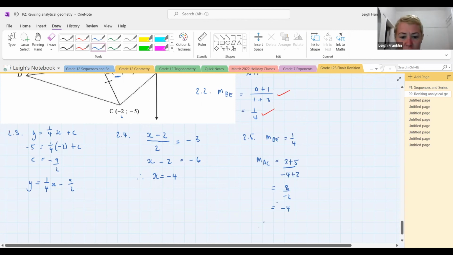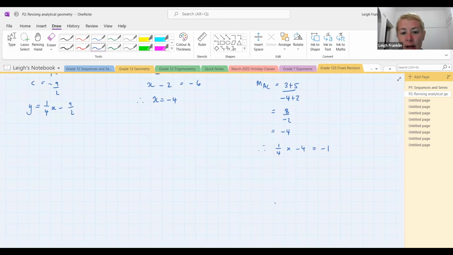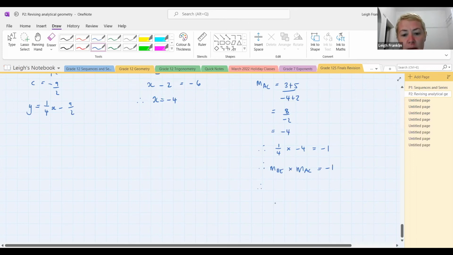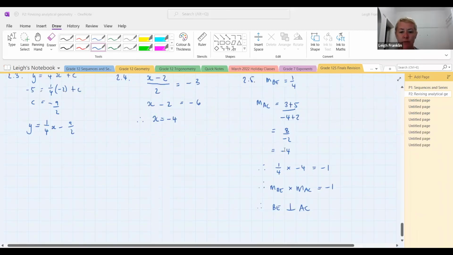So now, Kanyisile, what we would do is this. We would take 1/4, multiply it by -4, and we would end up with -1. Okay, and now we can say that the gradient of BE times the gradient of AC equals -1, and therefore BE is perpendicular to AC. Okay, yes, Lena, quite right. Okay, good job, everybody.